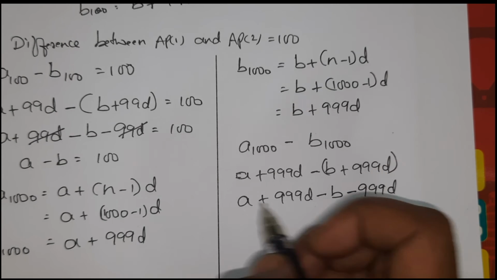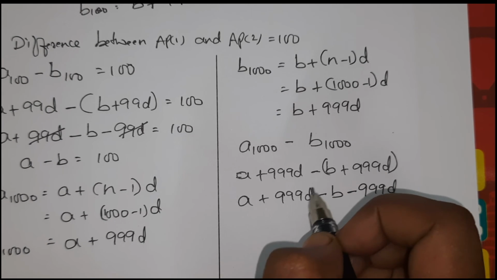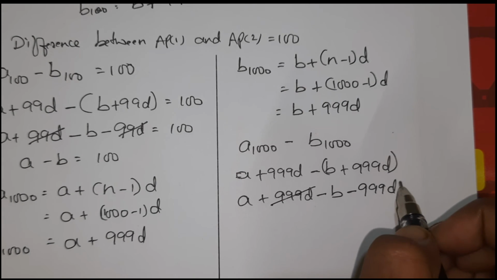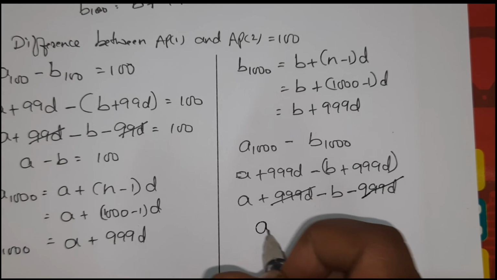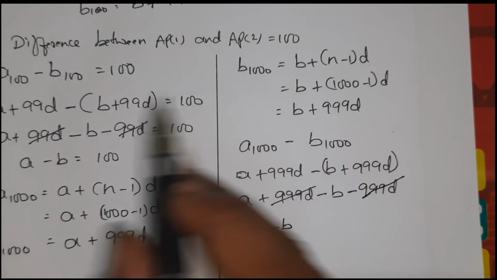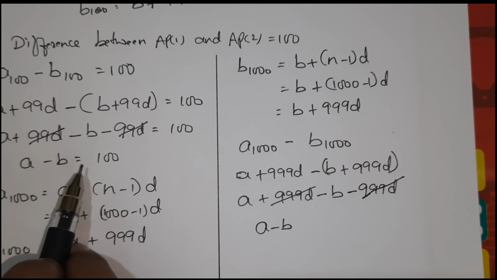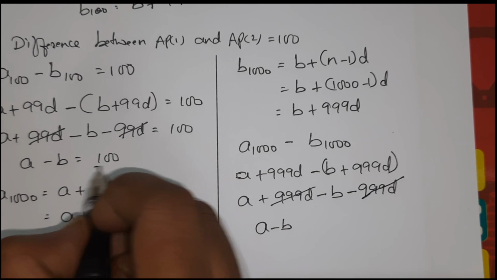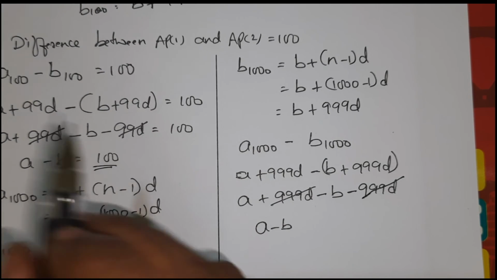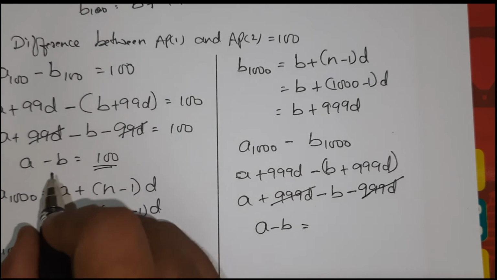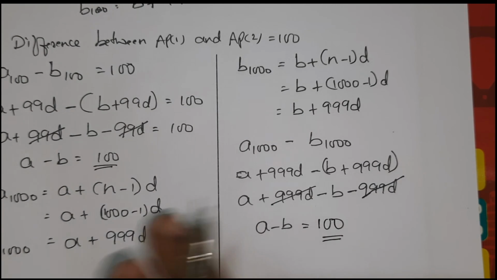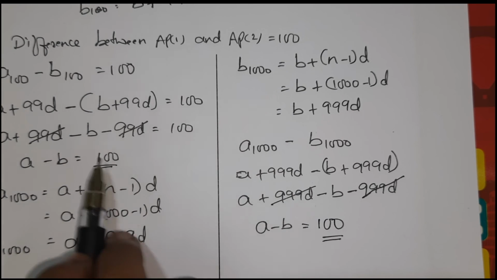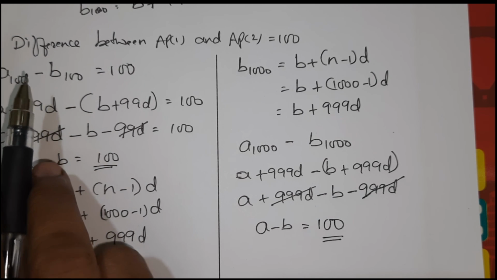Okay, and then plus 999d and minus 999d get cancelled. What is left? A minus b is left. What did we get in the 100th term? A minus b is equal to 100. So, a minus b is the same, 100, because these differences are for the same APs.